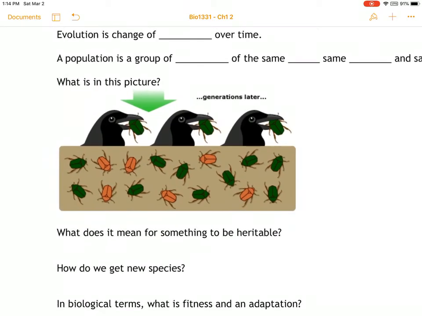Alright, what is in this picture? It seems that the birds are picking off the green beetles, and the orange beetles are left untouched. So we could say that the orange beetle have the adaptation of having orange skin, and the beetles with green skin does not have the adaptation. So we could say that the orange beetles have a higher fitness than the green beetles. So after many generations, we should see more orange beetles than green beetles. And this is basically natural selection in a nutshell, because the birds are picking off individual beetles. So natural selection applies to individuals.